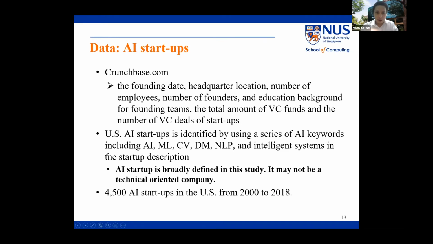So Crunchbase is for all of the startups, and we filter. We identify AI startups by a series of AI keywords in their company description. In our research, an AI startup is broadly defined as any company that may use AI technology, or build AI technology. It could be they are not really a technology company; in their business model, AI is just an important component. In total, we collected data for 4,500 AI startups during the sample period. And we focus only on the USA, so both the universities and the startups are all in the USA.